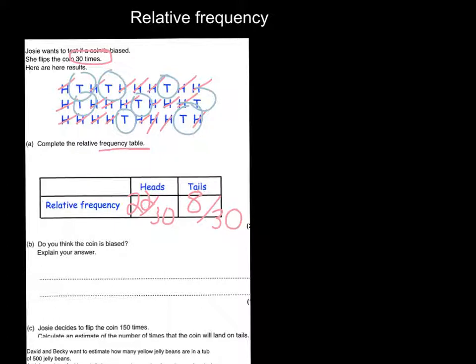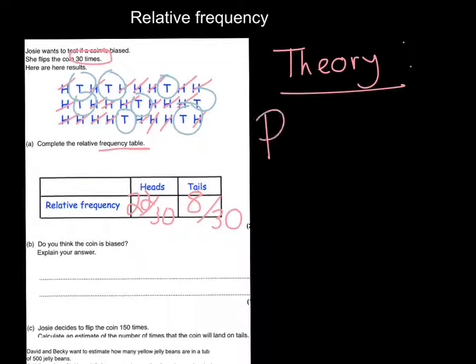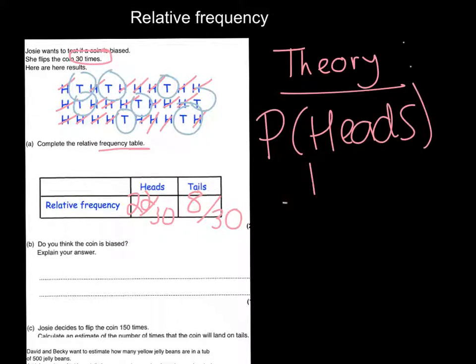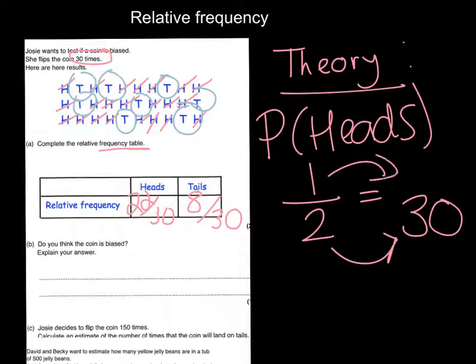Now, the question B to it says, do you think the coin is biased? So if you think about it theoretically, the probability of getting a heads is 1 out of every 2. So a half, 1 out of 2. If we did it 30 times instead of just 2 times, 1 out of every 2, how many times do we expect it to be a heads? So to get from 2 to 30, we'd be timesing by 15. And 1 times 15 is 15.